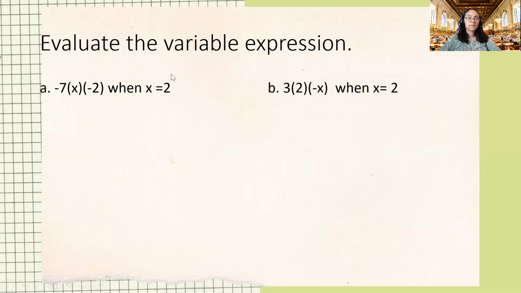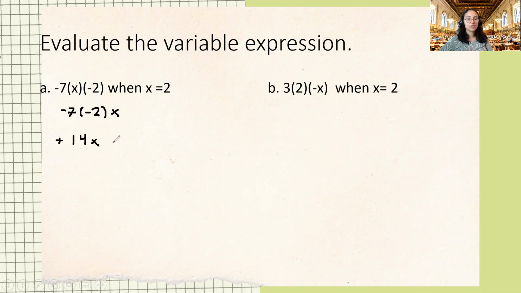Let's continue. Here we're asked to evaluate, for A, -7 times x times -2, when x is equal to 2. So again, we're going to simplify this, make it a little easier to work with, and then substitute. First I'm going to multiply -7 times -2, and then bring down my x. A negative number times a negative number will give me a positive number. 7 times 2 will give me 14, and I bring down my x.